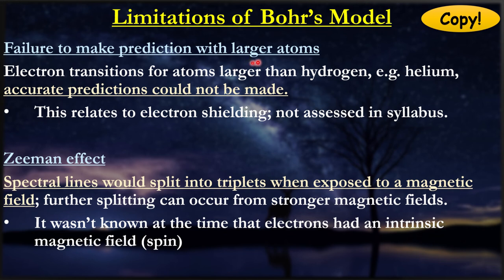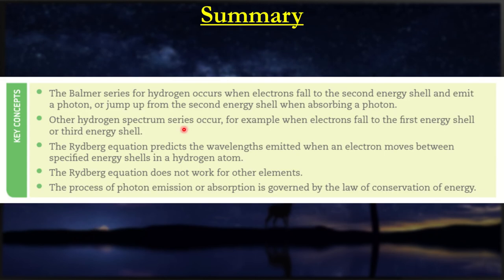The other failure is obviously that it can't predict for larger atoms, so anything larger than hydrogen. If you think about it, there's 100-something elements on the periodic table, so it's not very useful in making those predictions. What they didn't realize was a thing called electron shielding. This isn't assessed in the syllabus, but electron shielding is where the electrons are trying to repel against each other, and that causes little shifts and changes to the predictions that we make of the spectra as well. So that summarizes the limitations of the Rutherford and Bohr model of the atom.